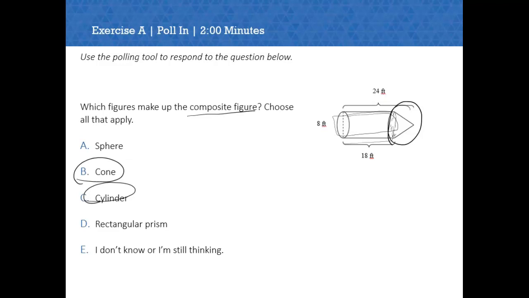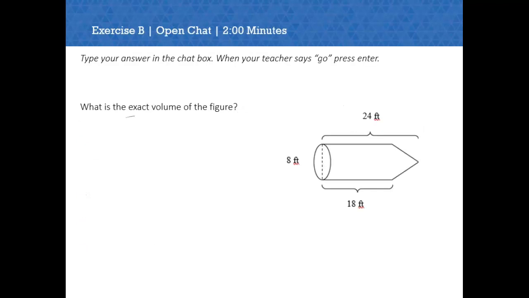So that's what we're going to do. We're going to find the exact volume. And remember, when we talk about exact, we leave everything in terms of pi. We don't put in 3.14 for pi. We keep pi in our answer.